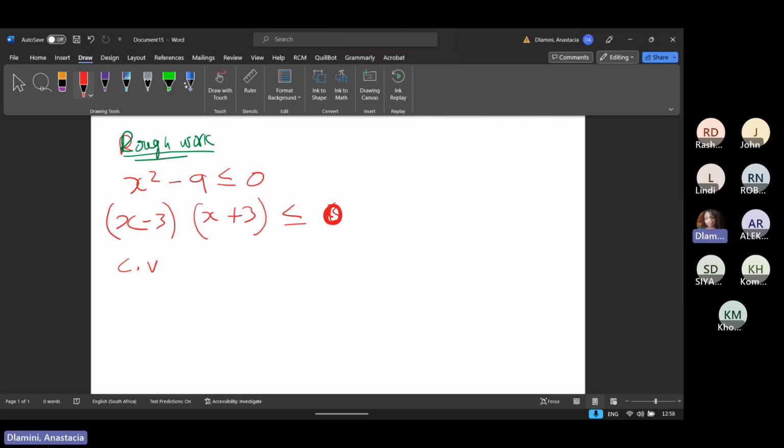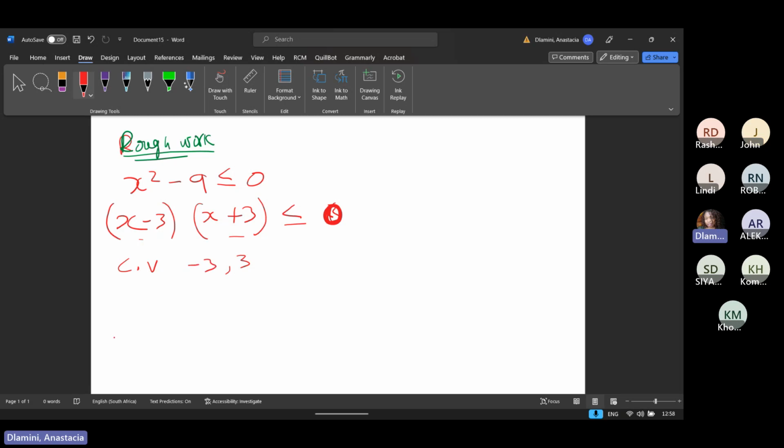How do you find critical values? You take what's in the bracket and equate to 0, but you don't put it here. You say x minus 3 equals 0, then x is equal to 3. x plus 3 equals 0, then your x is equal to -3. So these are your critical values.